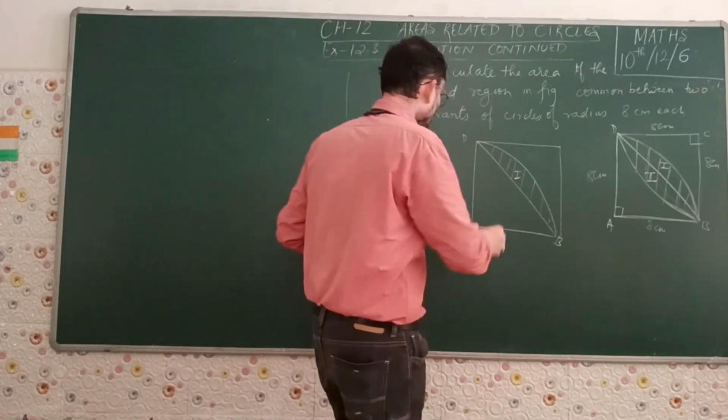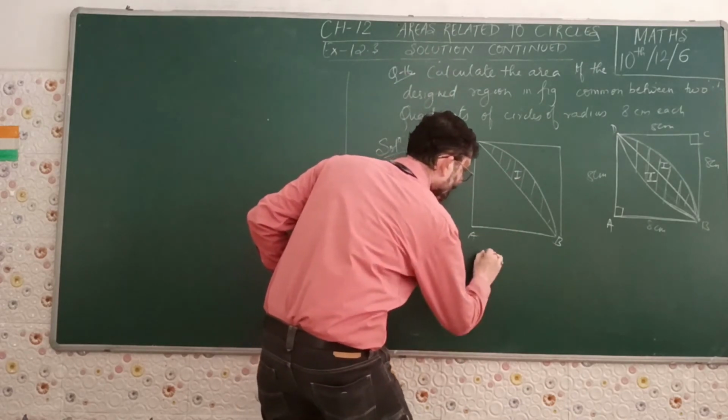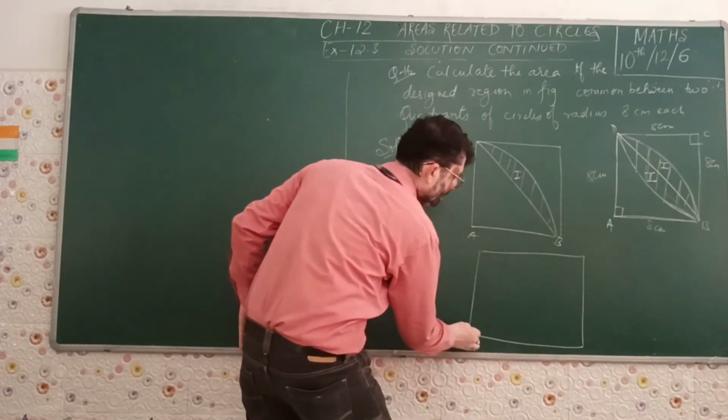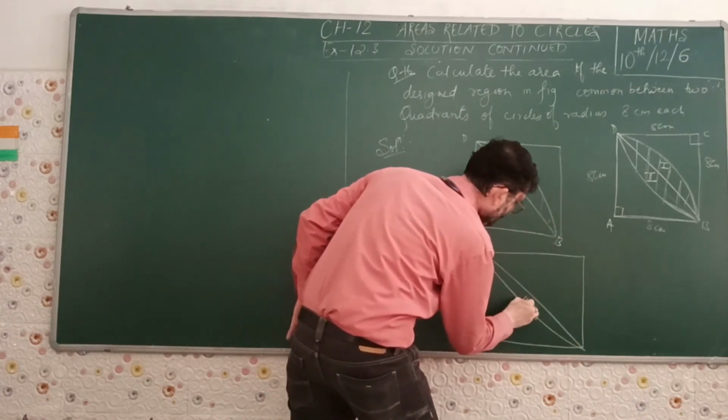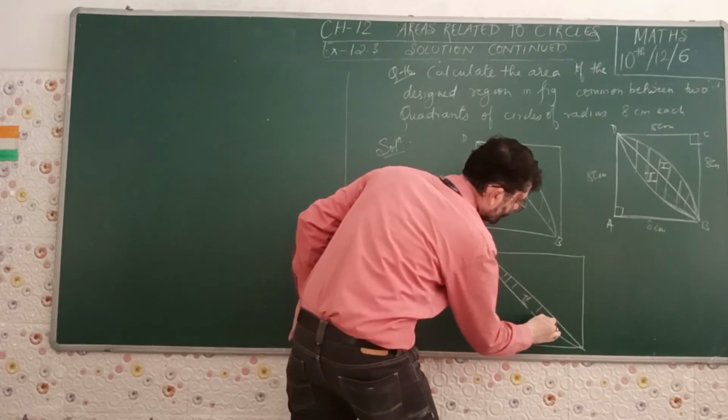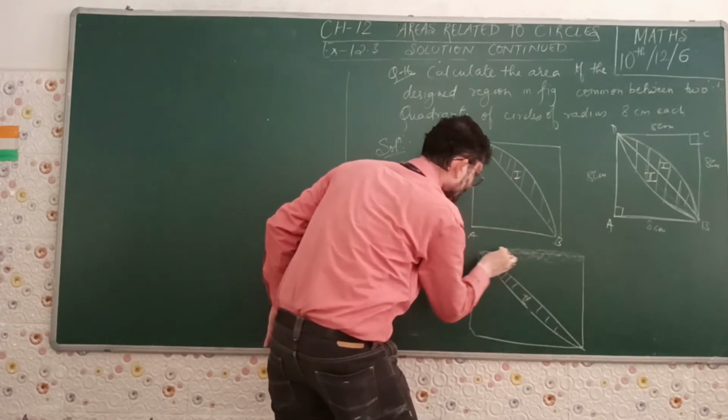Similarly, moving on to the second part. Suppose this is my square. If you want to move this way, this will be your part 2 for this quadrant.